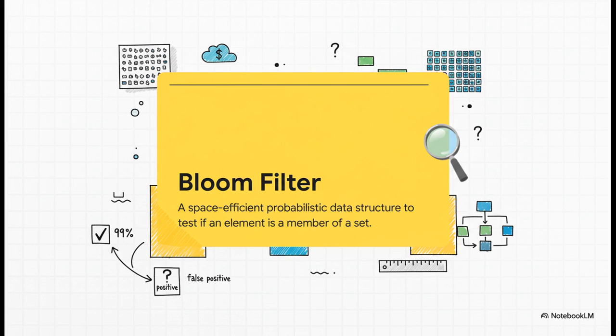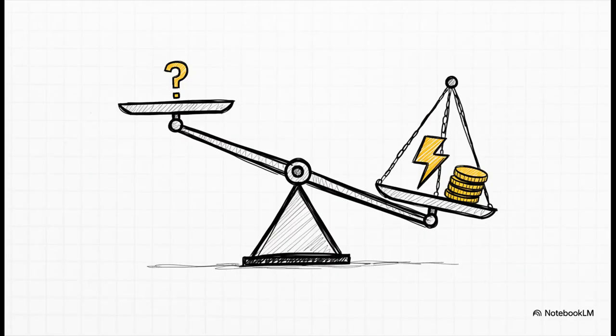And that's actually a good thing. And that right there is the genius of it. It trades a tiny, totally acceptable amount of certainty for a massive win in speed and memory. It's a classic engineering trade-off, you know? You give a little to get a lot. And what you gain here is almost always worth what you give up.